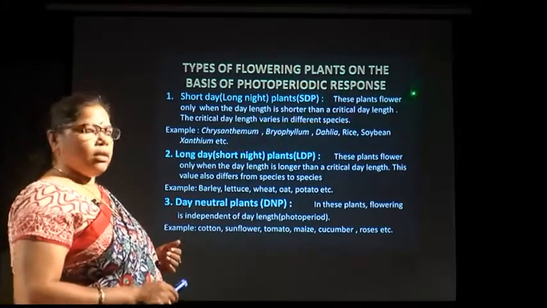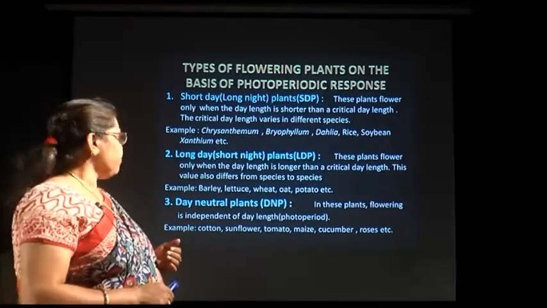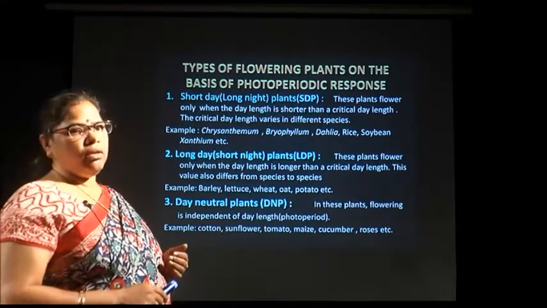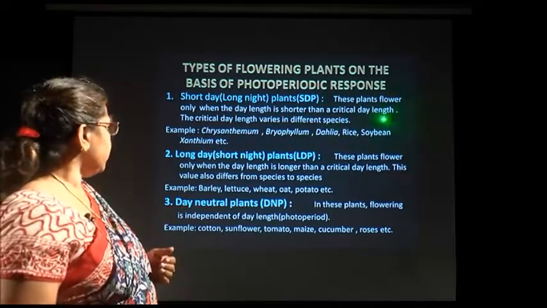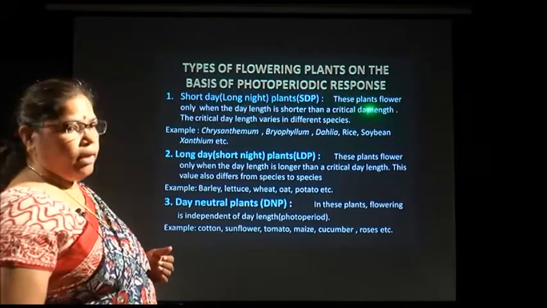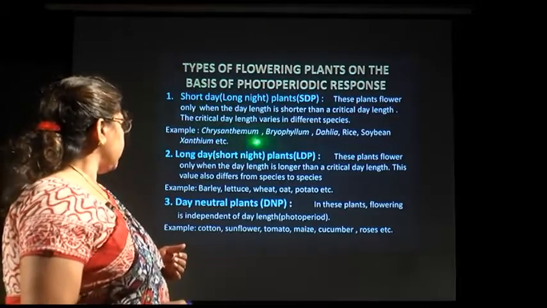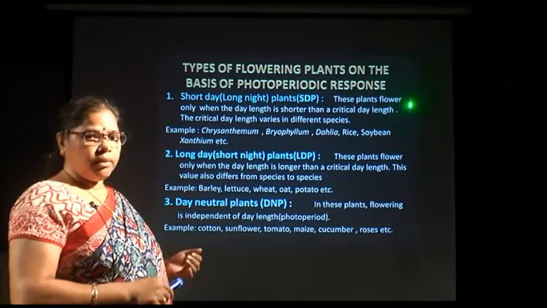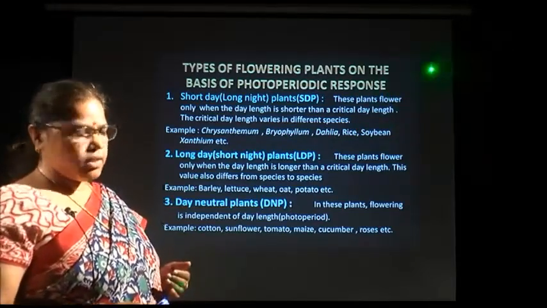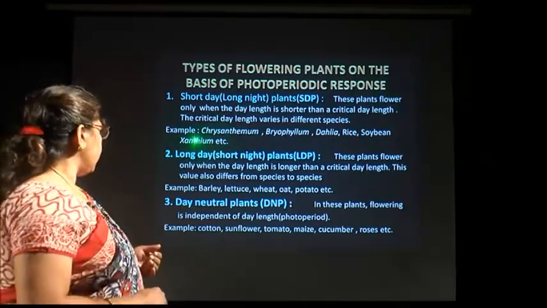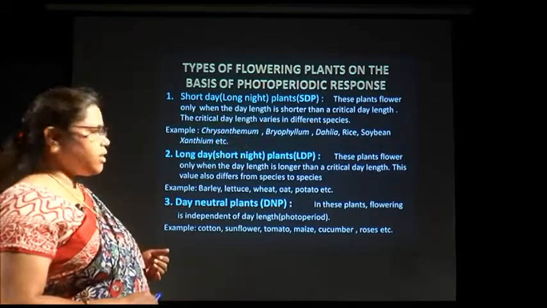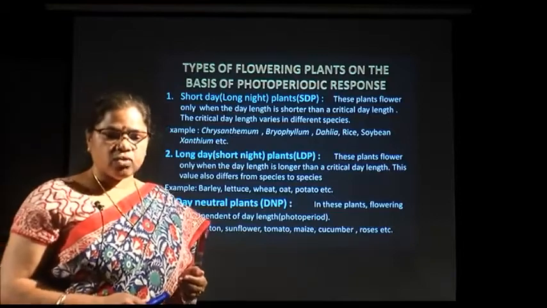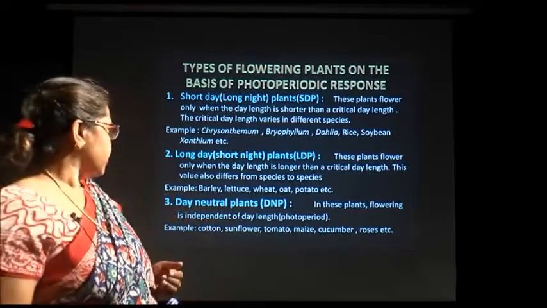When plants flower only when the day length is shorter than the critical day length, then they are known as the short day plants. And the critical day length varies in different species because it is species specific. In different plants, the critical photoperiod is different. Short day plant examples are chrysanthemum, bryophyllum, dahlia, rice, soybean, xanthium, etc.